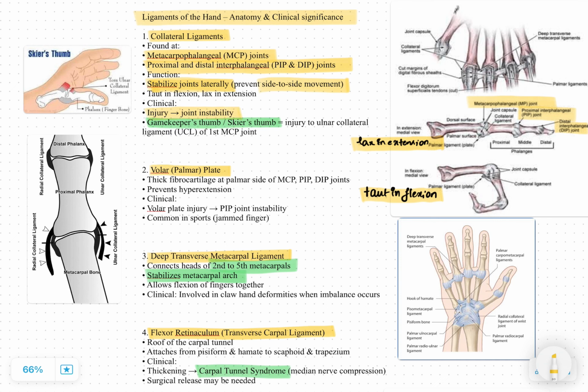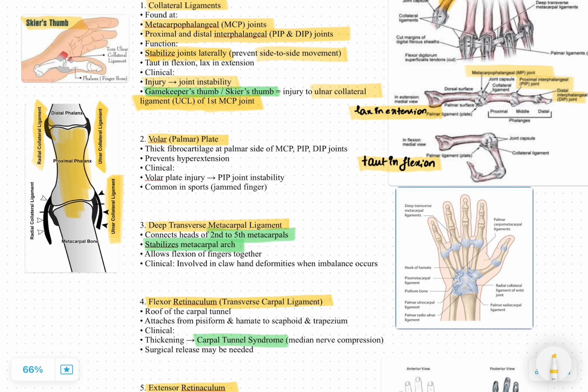The main clinical significance is gamekeeper's thumb or skier's thumb. It is an injury to the ulnar collateral ligament at the first metacarpophalangeal joint. So this is the first metacarpophalangeal joint. Whenever there is an injury to the ulnar collateral ligament, it causes gamekeeper's thumb or skier's thumb. In collateral ligaments, whenever it is present laterally, it is called the radial collateral ligament. If it is present medially, it is the ulnar collateral ligament. Damage to the ulnar collateral ligament causes gamekeeper's or skier's thumb.